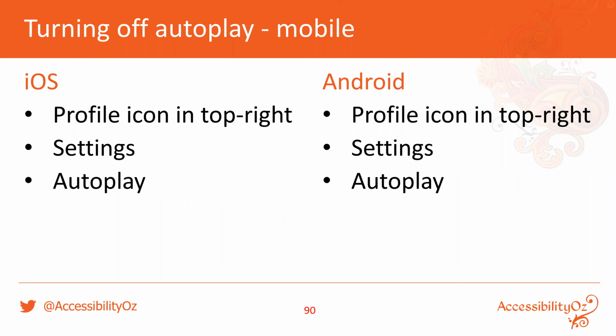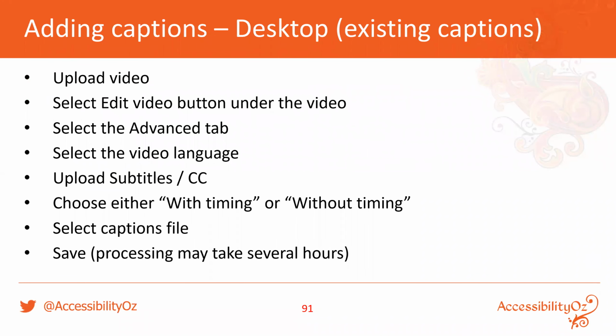For mobile, you can actually turn off autoplay. On iOS and Android, the steps are the same. Profile icon in the top right, select settings, and then select autoplay. So at least on mobile, you can turn it off.